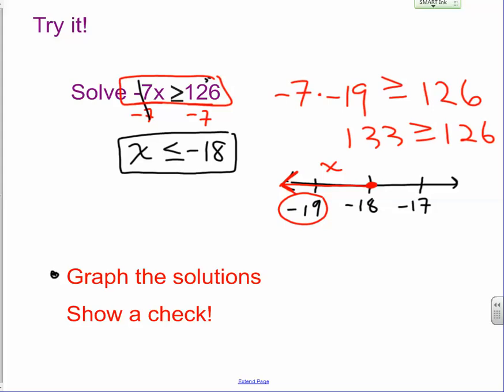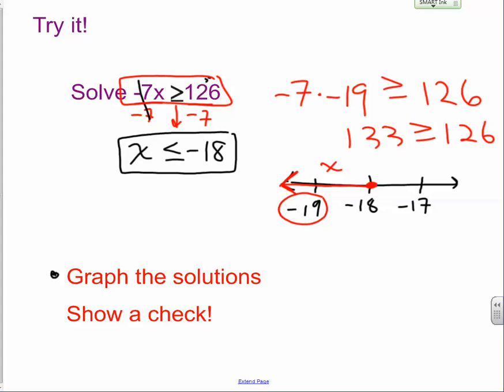You solved these exactly like you solved equations, except for that one exception. So we divided both sides by a negative 7, reverse the inequality sign, and 126 divided by negative 7 is negative 18. So all the solutions are less than or equal to negative 18. We graphed it. We put a solid circle on negative 18 and shade to the left.